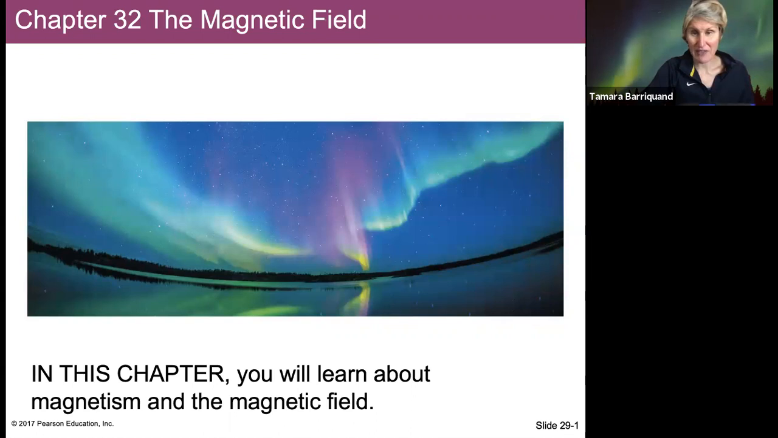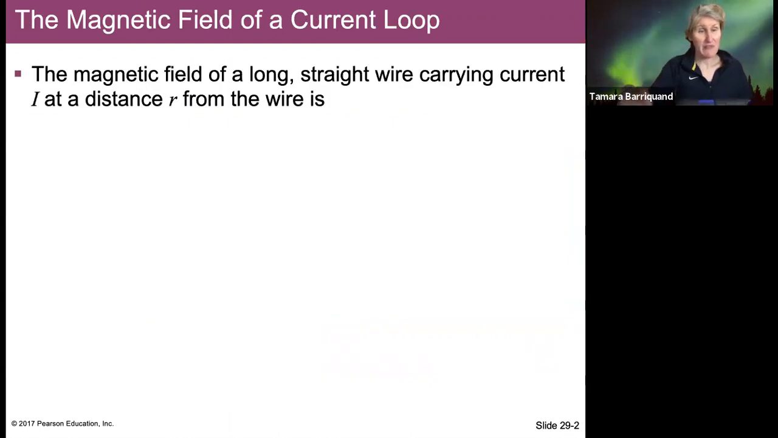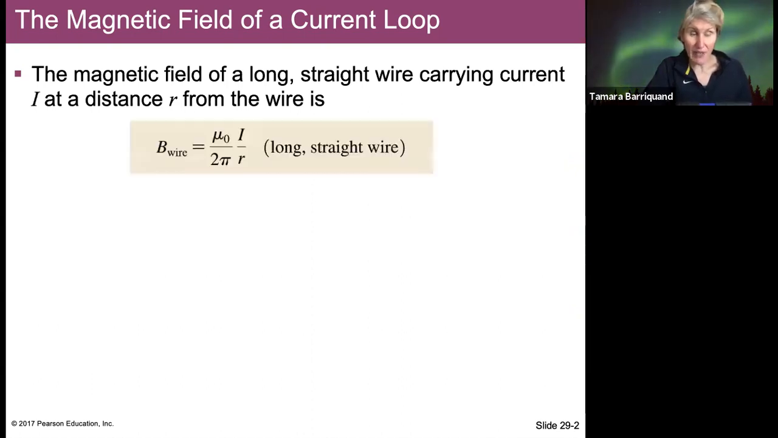So let's start by looking. First, let's review what we found already. We found that the magnetic field of a long straight wire carrying current I, capital I, at distance little r from the wire is equal to mu naught over 2 pi times I over little r, where little r is the distance from the wire. And that's the magnitude.